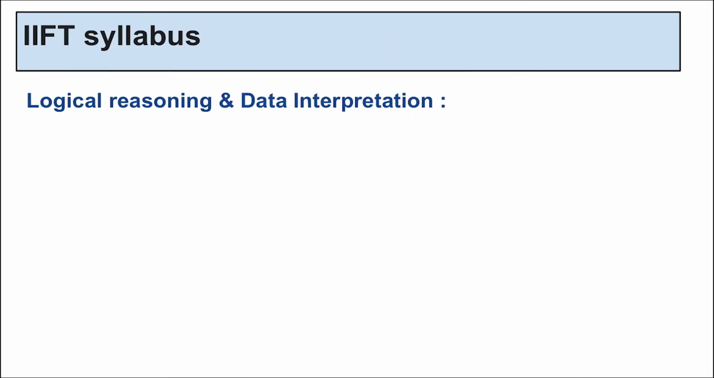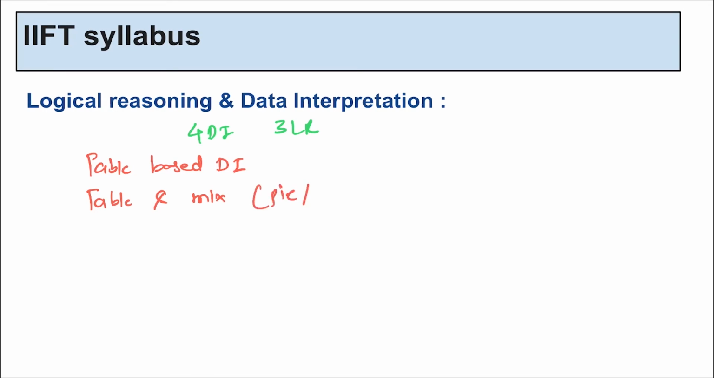Now for logical reasoning and data interpretation, this year there were 4 DI sets and 3 LR sets. So basically you should be preparing for all sorts of DI, like table based DI, your table and mix, other mix like pie, or let's say bar, or line. Individually pie, bar, or line graph questions, line graph sets.